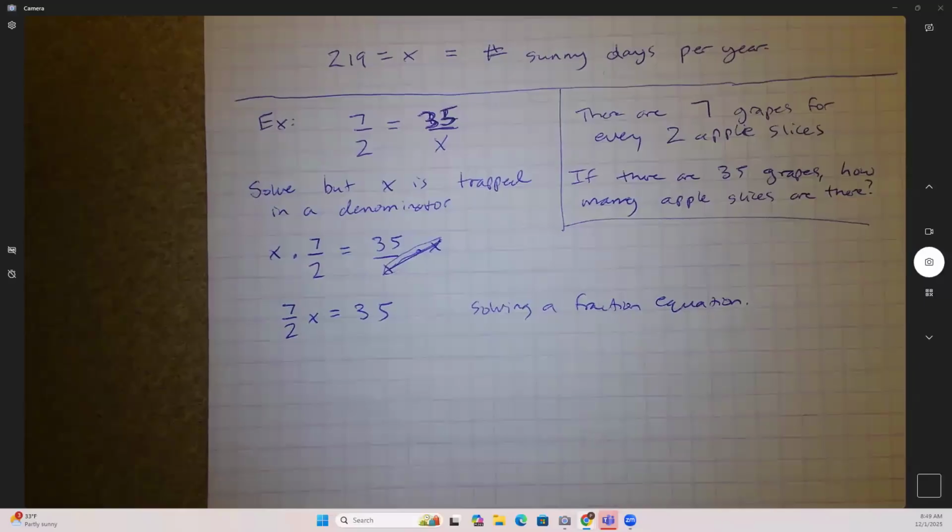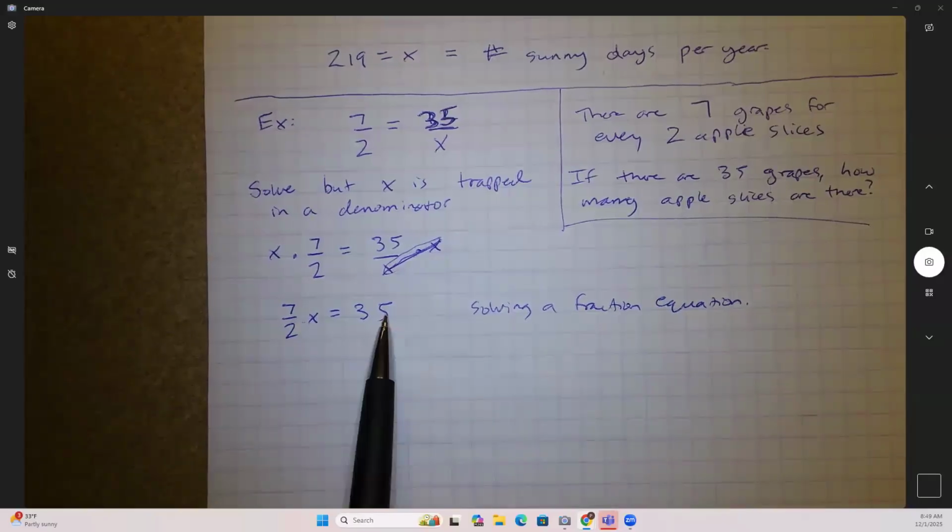So I say, what's the operation that I'm trying to undo? If I have 7 over 2x equals 35, what operation do I need to undo in this equation? That's the number. What's the operation? What's the operation that I'm trying to undo? This is a multiplication. So I would undo with division, right? Because that's what I want you to work on.